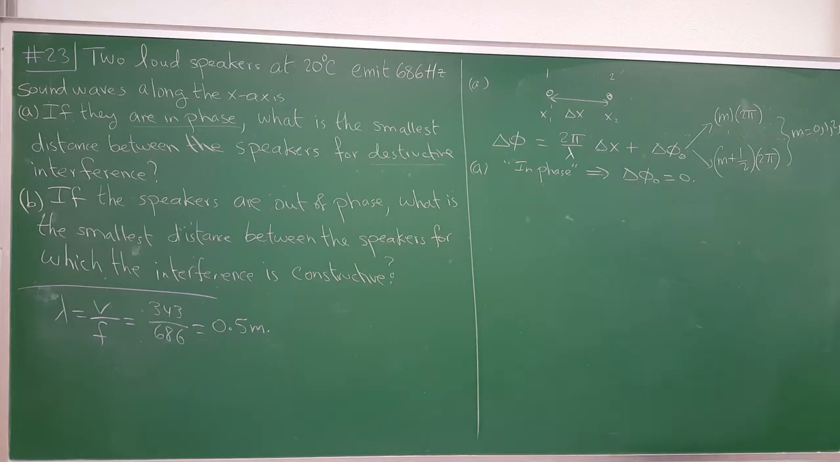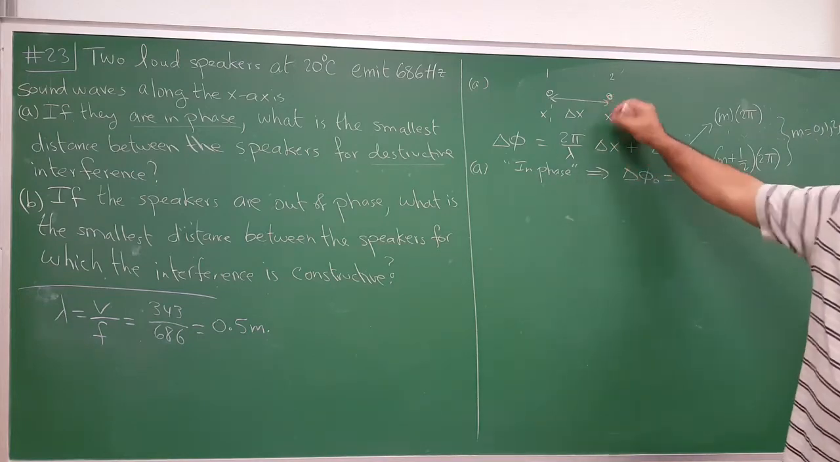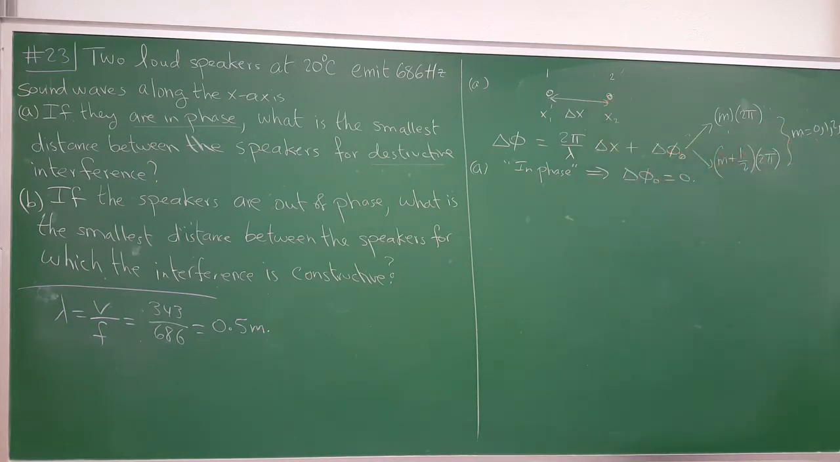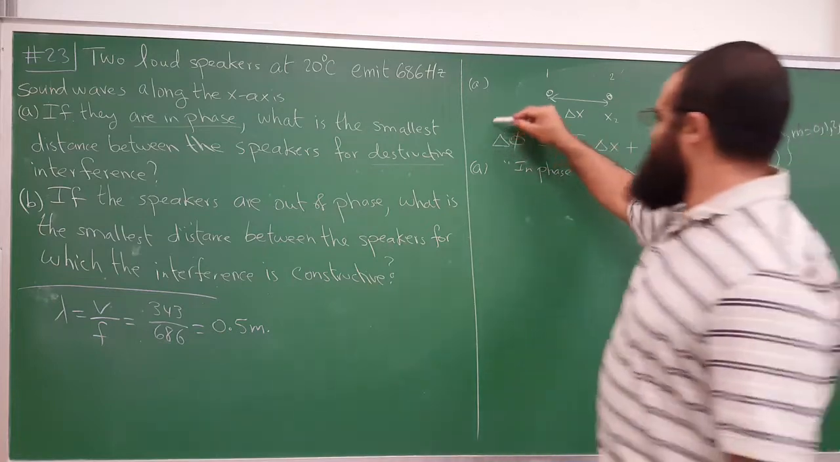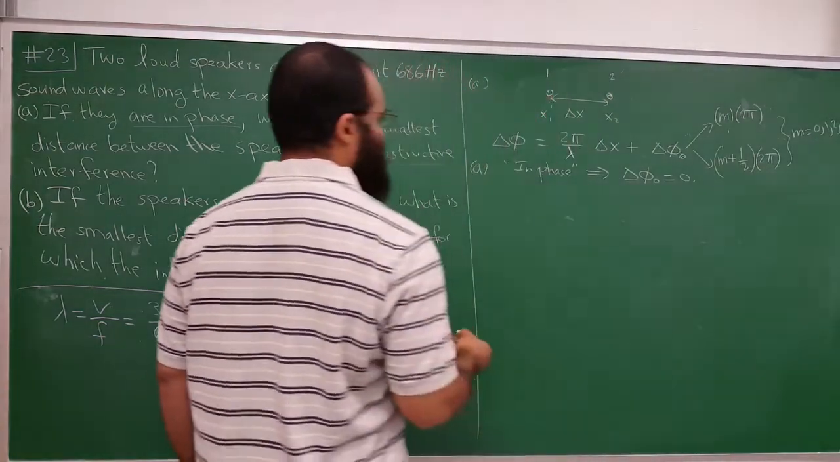I mean, obviously, if delta x is 0, if they are at the same spot, they are in phase, that would be constructive. But we want to put them far away enough that it is destructive. And when is it first destructive? Well, that's for the smallest m. So when m is 0, you get 0 plus a half is 1/2 of 2 pi, that's pi. So we want this thing to be equal to pi.